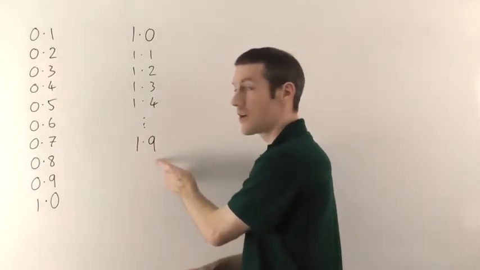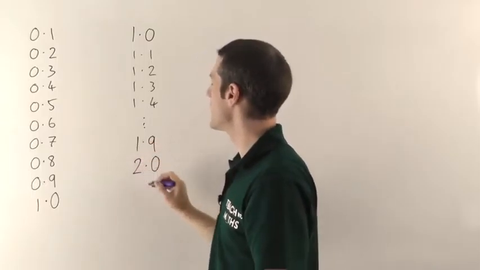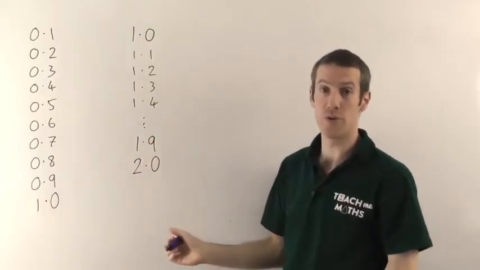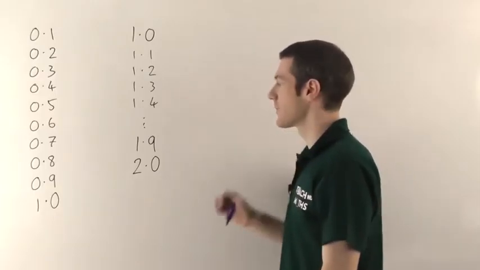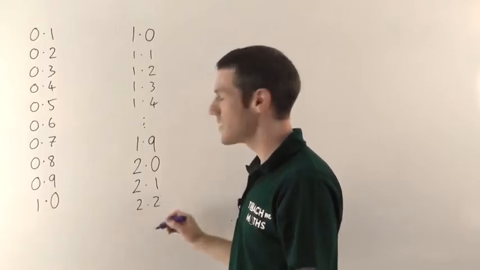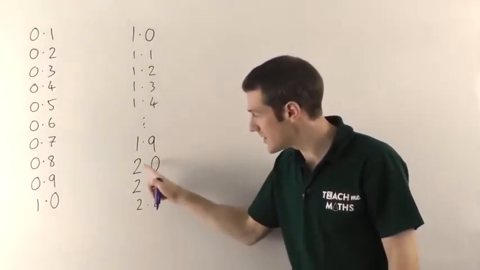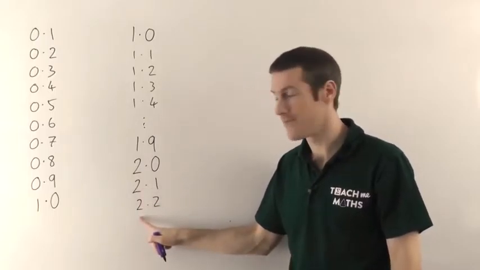Then the 9 will roll over to a 0. And you add 1 onto the next column. That becomes 2 or 2.0. They're both the same thing. Carry on. You'd have 2.1, 2.2. And you keep going. Whenever the 9 rolls over, that's when you add 1. Otherwise, these will stay the same all the way down.